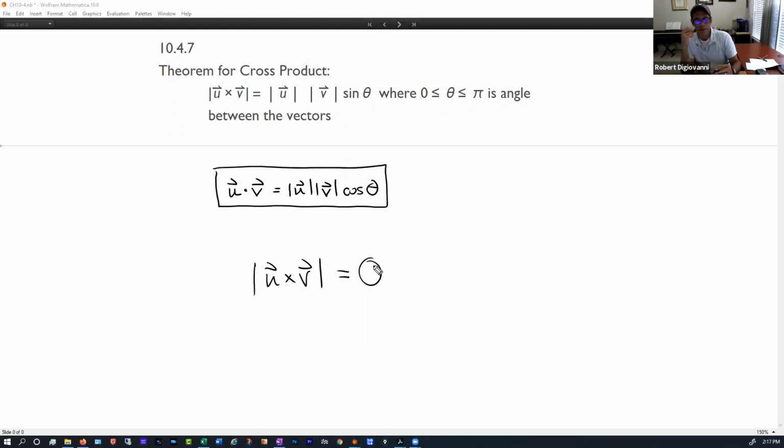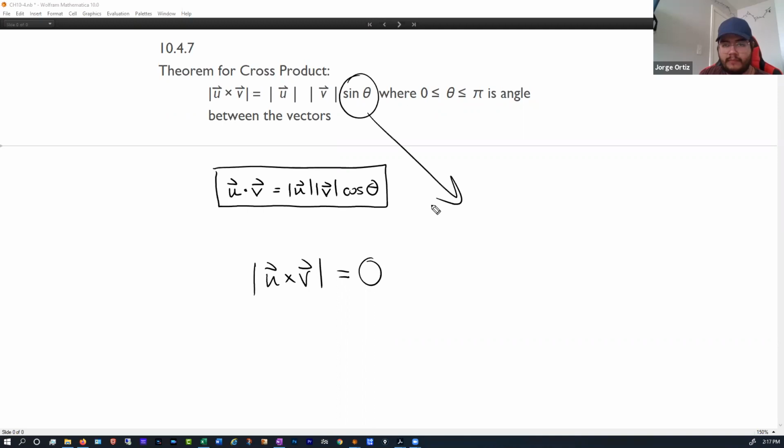So think about this. When is the only time sine is going to be 0? At what angle is sine 0? 0 or pi, right? So the only way that this whole quantity is going to equal 0 is if the angle between the 2 vectors is either 0 or pi. In both cases, that means they're parallel.